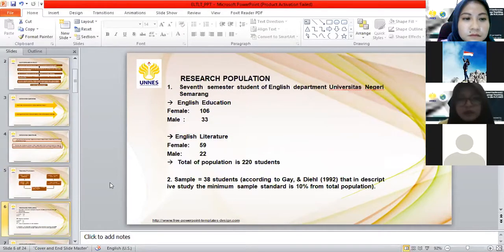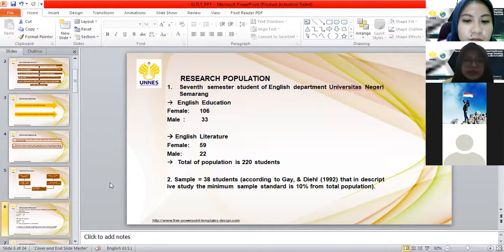And then for the research population, these are the details of the 7th semester students of the English department. For English education, there are 106 female students and 33 male students. And for English literature, there are 59 female students and 22 male students. So the total population is 220 students.